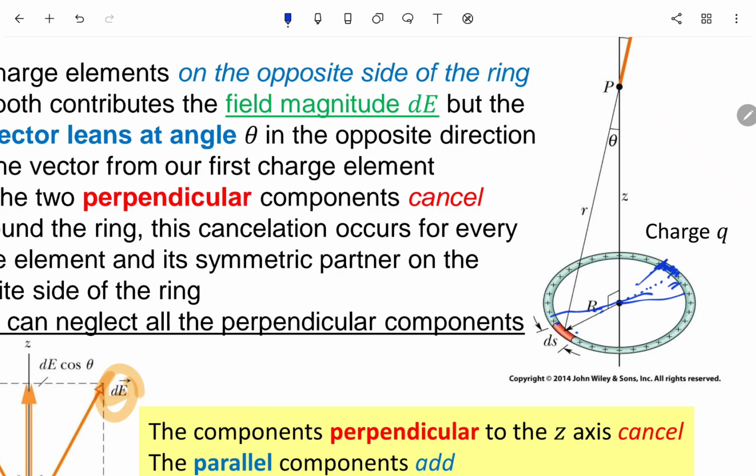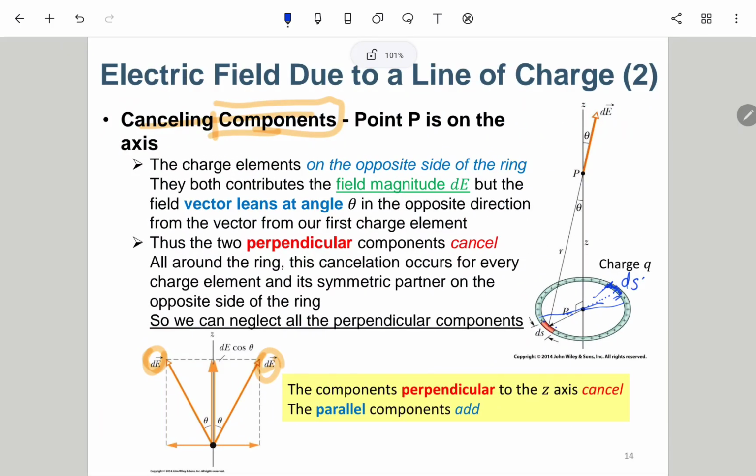Maybe we can call it ds prime. So let's say this is ds prime. So ds prime will also generate an E field at point P somewhere like this. Maybe we can call it dE prime. In this textbook, it just calls it dE, and this one is only ds. But yes, it doesn't really matter.